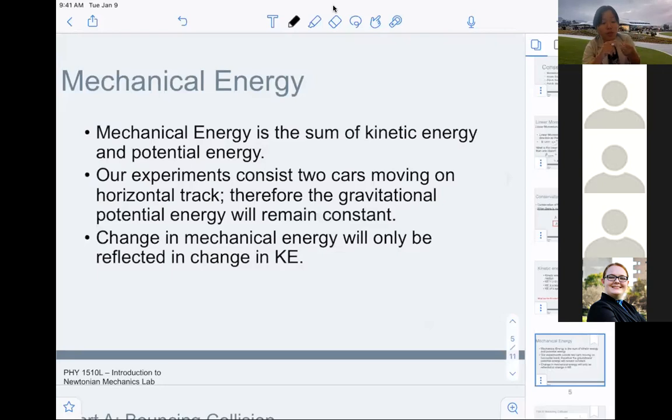So we will just do conserved quantities for two. One is momentum and one is kinetic energy. We're going to measure these two quantities for the lab.